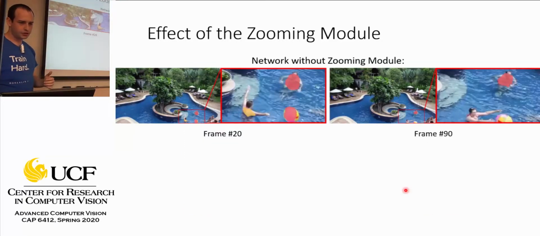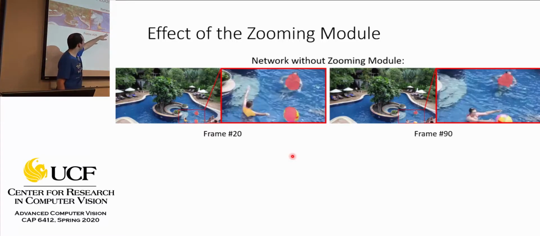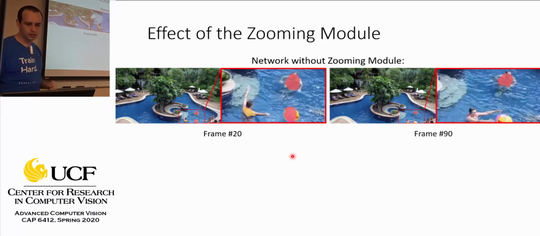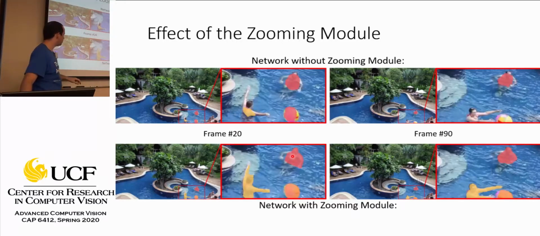If we look at that object of interest, if we don't have the zooming module, then even after 20 frames, we completely lose the ball, and the segmentations are quite rough on these two people. And by frame 90, we completely lose the two people, the two objects on the bottom. But with the zooming module, the segmentations are actually quite crisp, and we're able to correctly segment these objects even for the entire video.